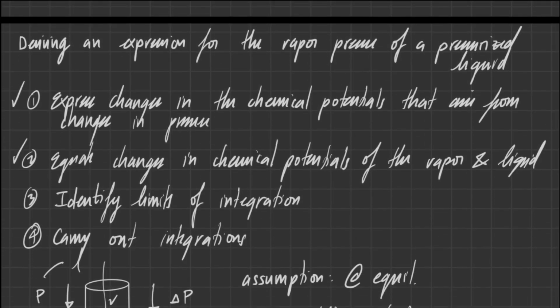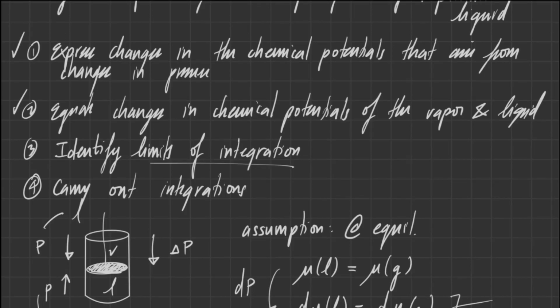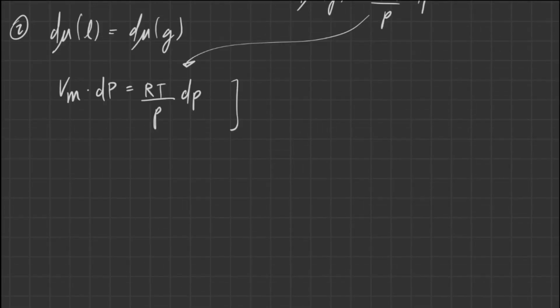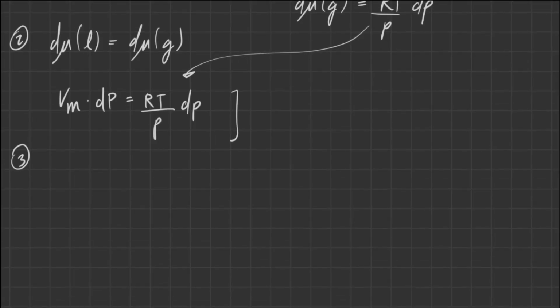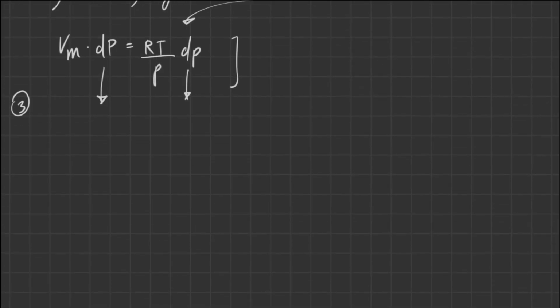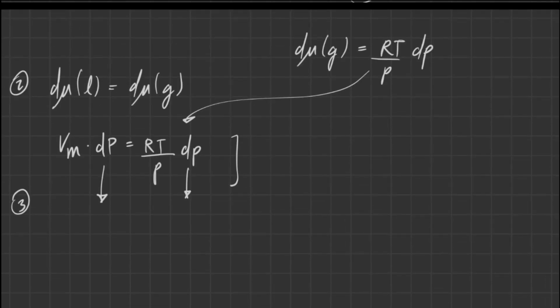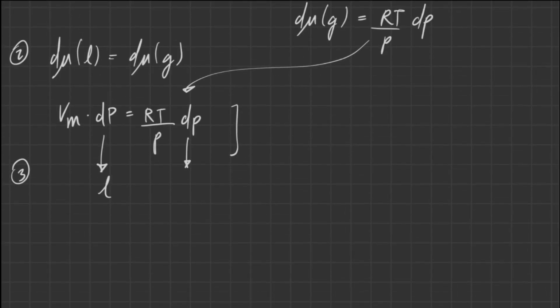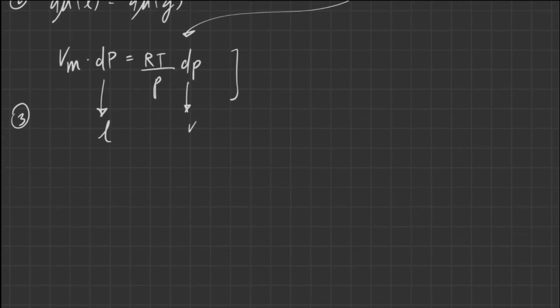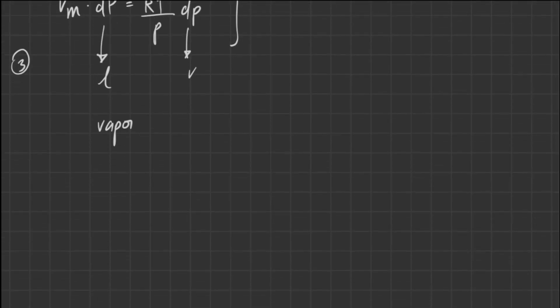That is step 2. Now we want to identify the limits of integration. So we want to do this in a way that will get us limits for this dP term and this dp term. This capital P term corresponds with the liquid, and this lowercase p term corresponds with the vapor. So let's do the vapor first, since it's a little easier.